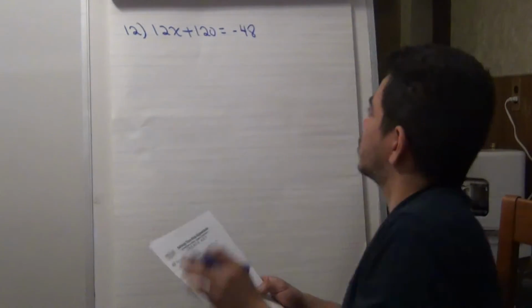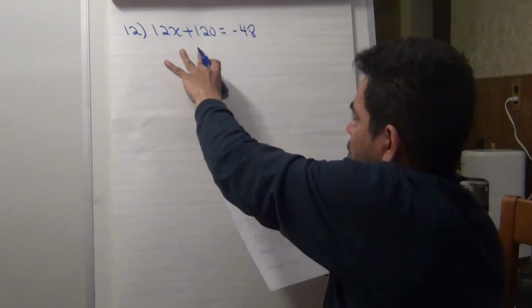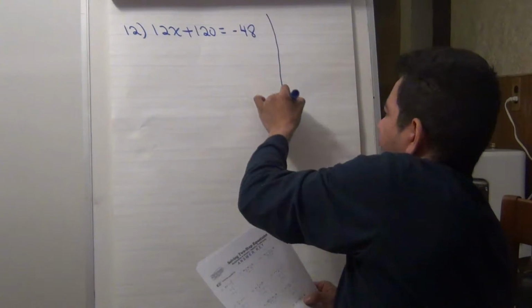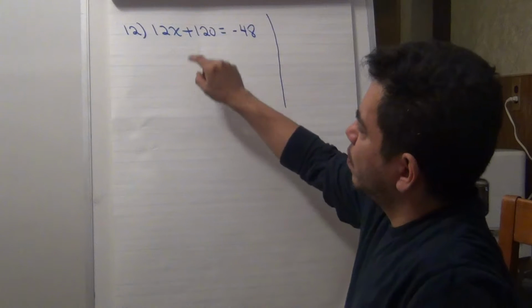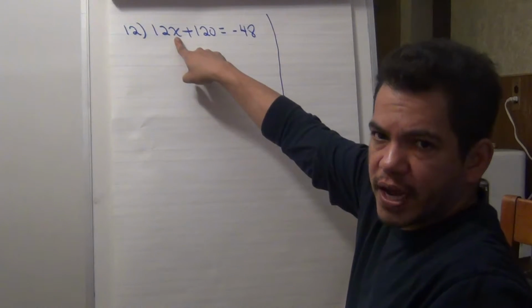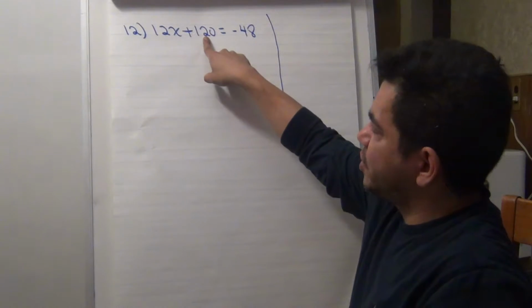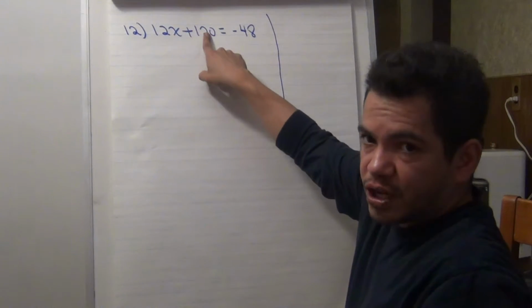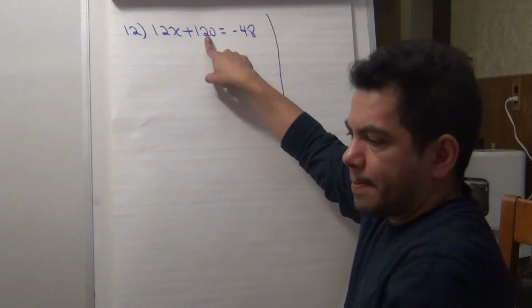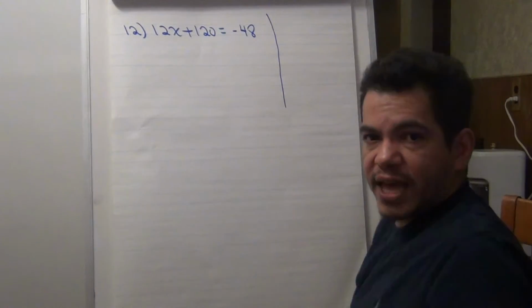All right. So let's see what's going on here. How many operations are involved? Well, I see a multiplication by x, and I also see an addition. You see, to the left of the number, an addition of 120. So all I have to do is undo that.